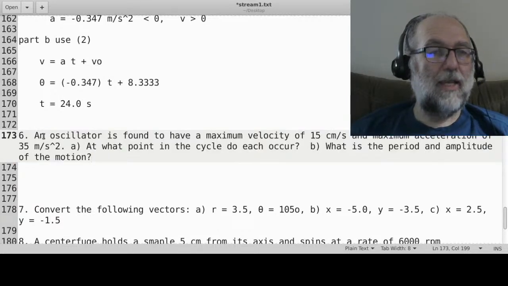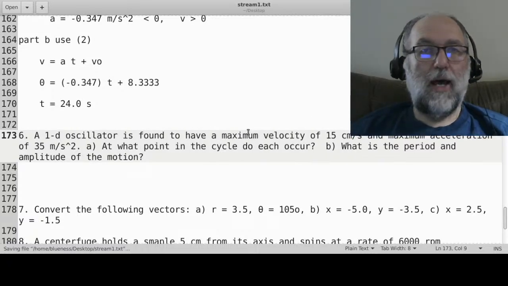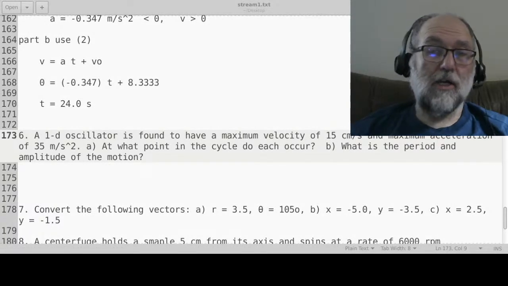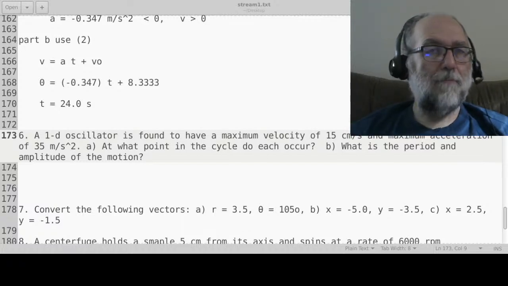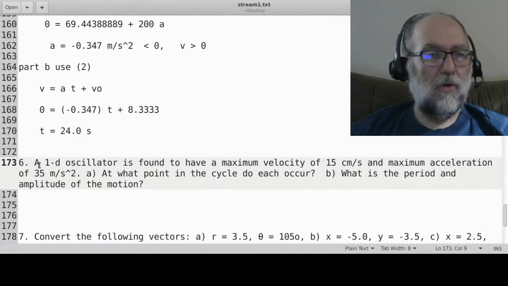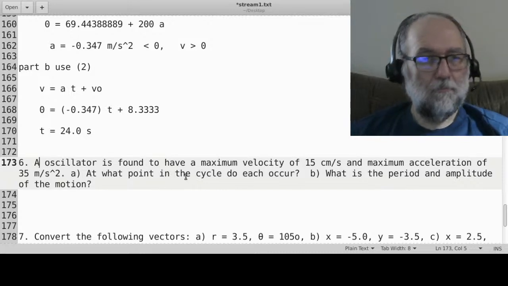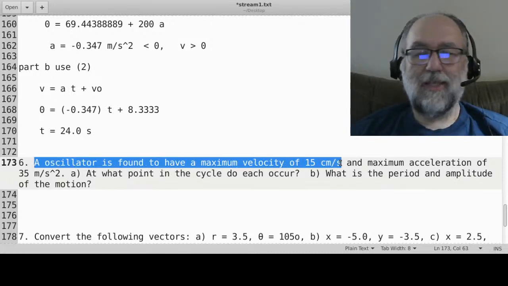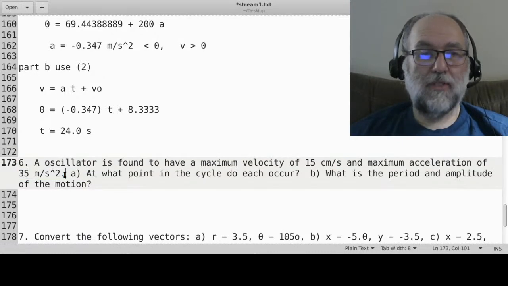This is an oscillator. I can even say a 1D oscillator. Okay, so we really haven't done multiple dimension oscillators. There are oscillators in 2 and 3D. They're fairly complicated things, but we're just going to do 1D oscillators. It's kind of redundant to say 1D here, but all oscillators are 1D for us. Okay, so an oscillator is found to have a maximum velocity of 15 centimeters per second and a maximum acceleration of 35 meters per second.